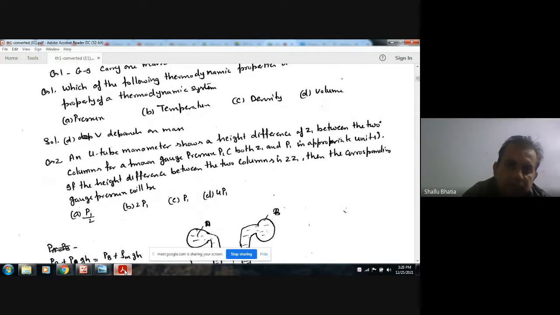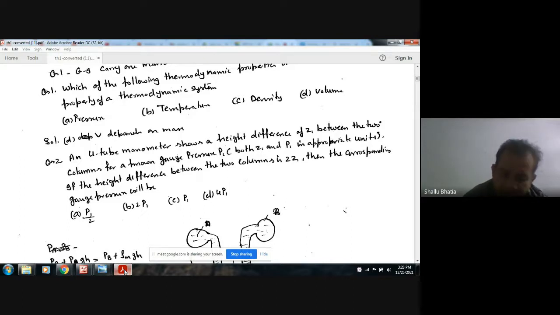Density is specific mass, so that's why it is an intensive property. Pressure and temperature we know are also intensive. Density is mass by volume, so it doesn't depend on mass. Density of material is constant.